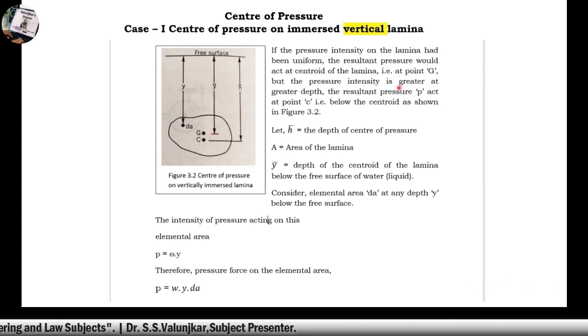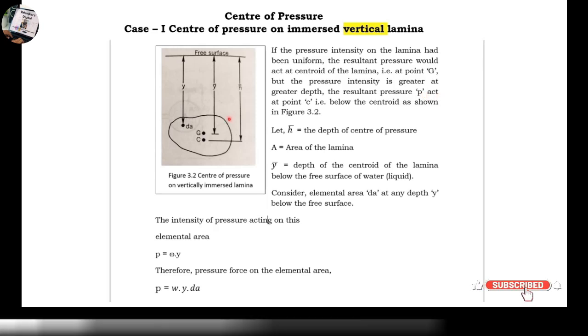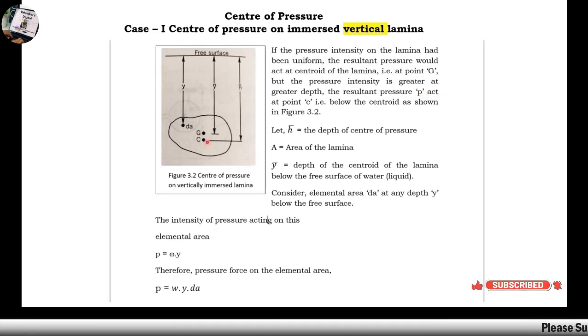But the pressure intensity is greater at the greater depth. As the depth increases, the pressure intensity also increases. So the resultant pressure P will act at a new point, that is C, that is below the centroid of the lamina. Now let us understand the nomenclature one by one.